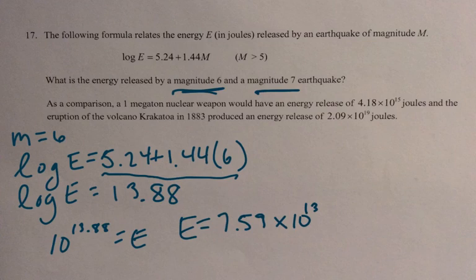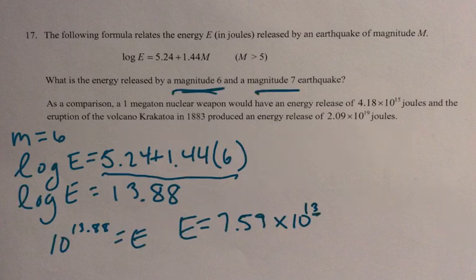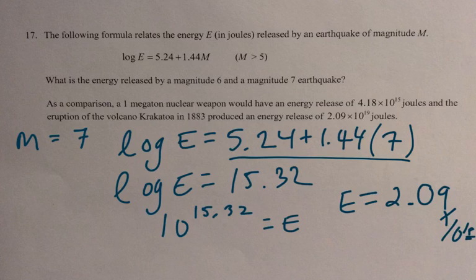So looking at these two answers, that's a big difference between a magnitude 7 earthquake and a magnitude 6 earthquake. Look at the exponent on our scientific notation. This one has an exponent of 15, and this one has an exponent of 13. That's significantly greater, the amount of energy in joules released. Then it says, as a comparison, a 1 megaton nuclear weapon would have an energy release of 4.18 times 10 to the 15th joules, and the eruption of the volcano Krakatoa in 1883 produced an energy release of 2.09 times 10 to the 19th joules.